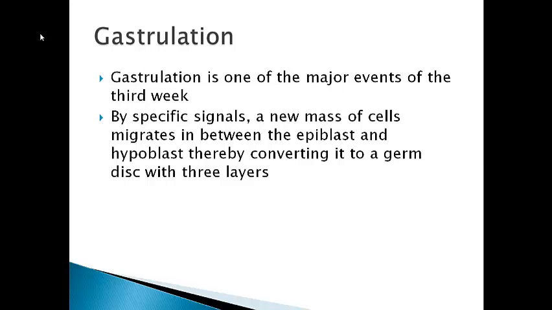So in this instance, the signals that we're referring to cause a new mass of cells to migrate between the epiblast and the hypoblast. So these two layers were originally stacked on top of each other, and then this new mass of cells just kind of pushes its way in between the two and separates them. And now, instead of having two layers, the germ disc is converted into a three-layered structure. Now, since these three layers are completely new layers, we're going to have to give them separate names. So we can't refer to them as epiblast and hypoblast anymore.